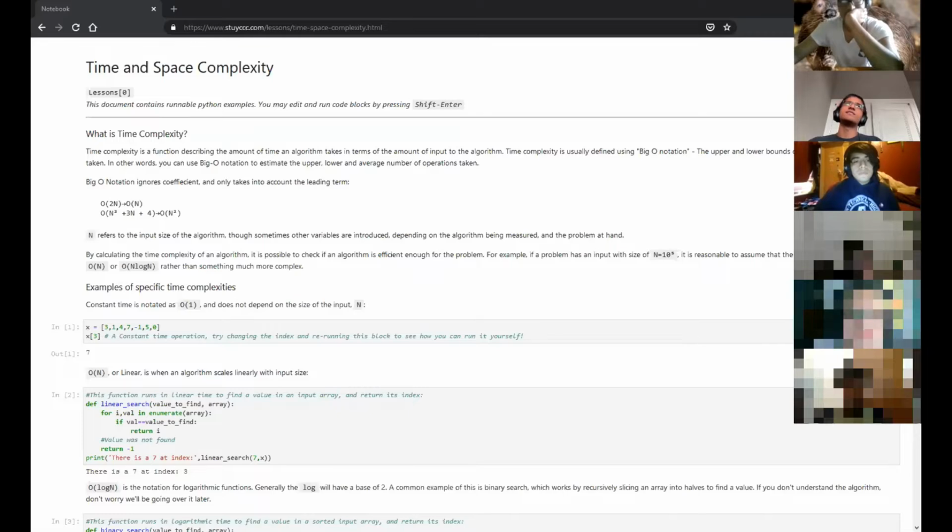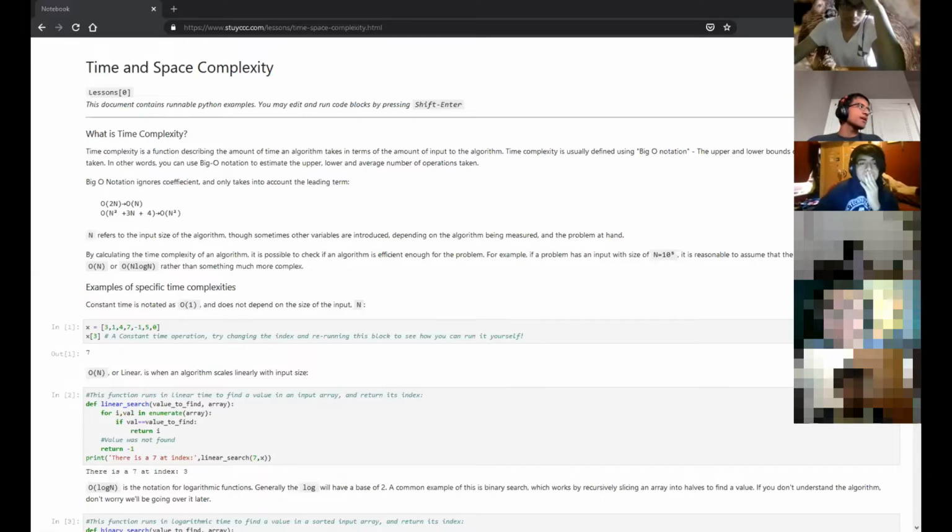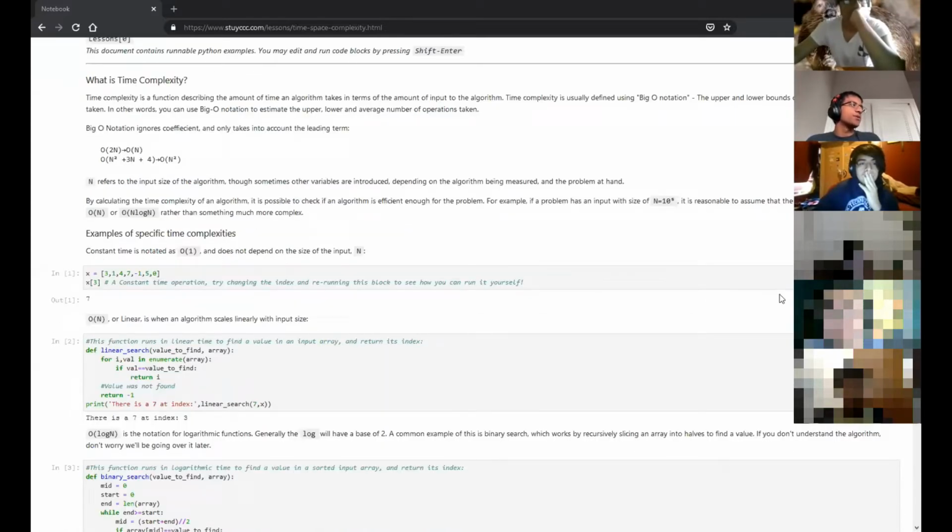And since it can describe either the upper or lower bounds, generally people actually just use it for average. Which means that if something has an average runtime of O of n, but it can take much longer or much shorter than that, we're still going to say that the time complexity is O of n. So I'll get to what specific time complexities are later.